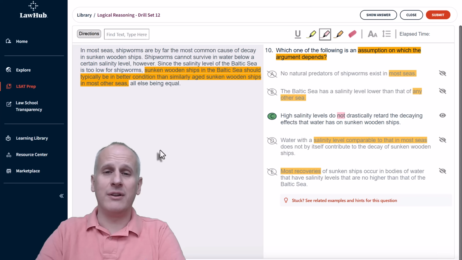And you can see how, if you need to, you can use the negation test, but hopefully you're able to predict what is at issue, the distinction between salinity versus the shipworms in the Baltic Sea, to get to the right answer of choice C for number 10 without necessarily having to do that negation test, because it is just a little bit more time consuming, especially if you're aiming for a 165 or 170 plus on your own official LSAT.